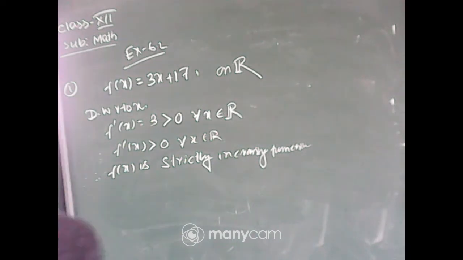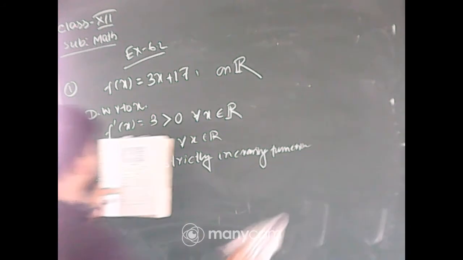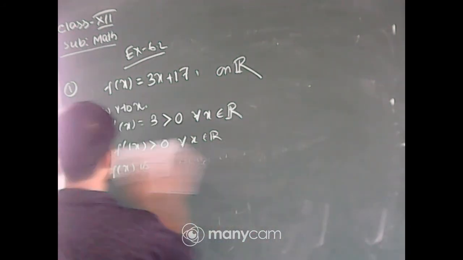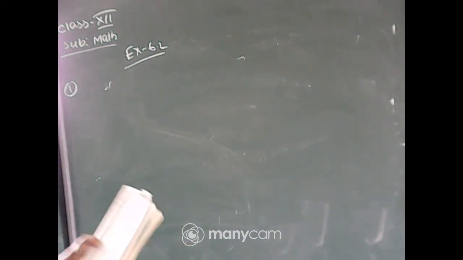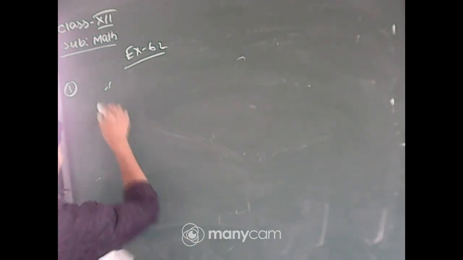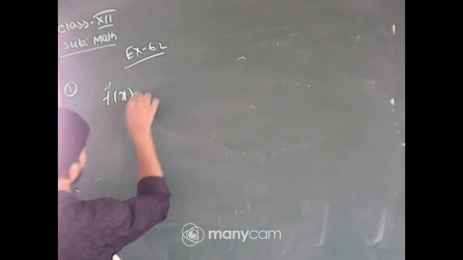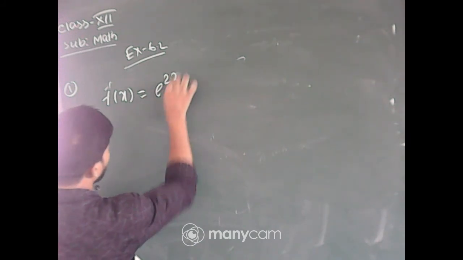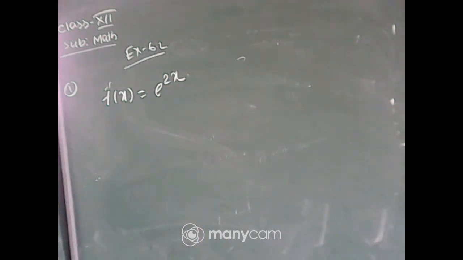Okay, now let's move to the next question. The next question is f of x is equal to e to the power twice x. Now differentiate it.